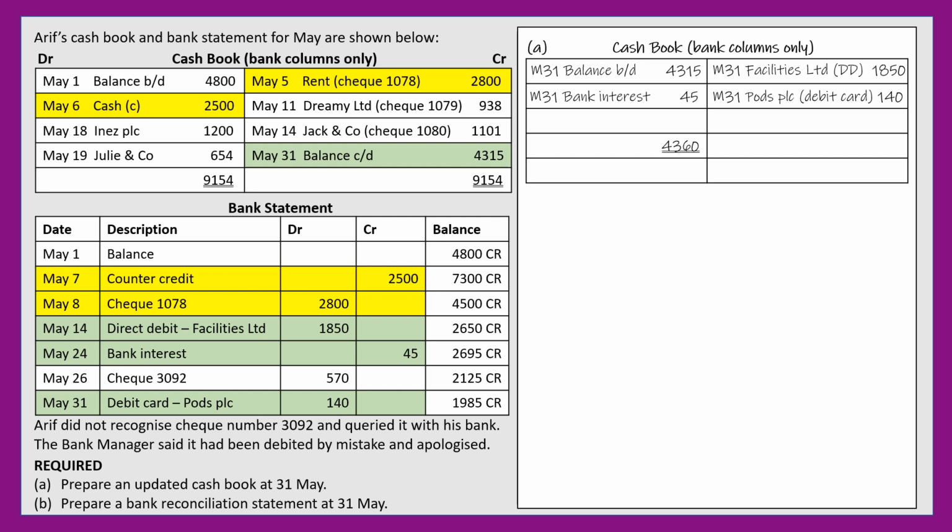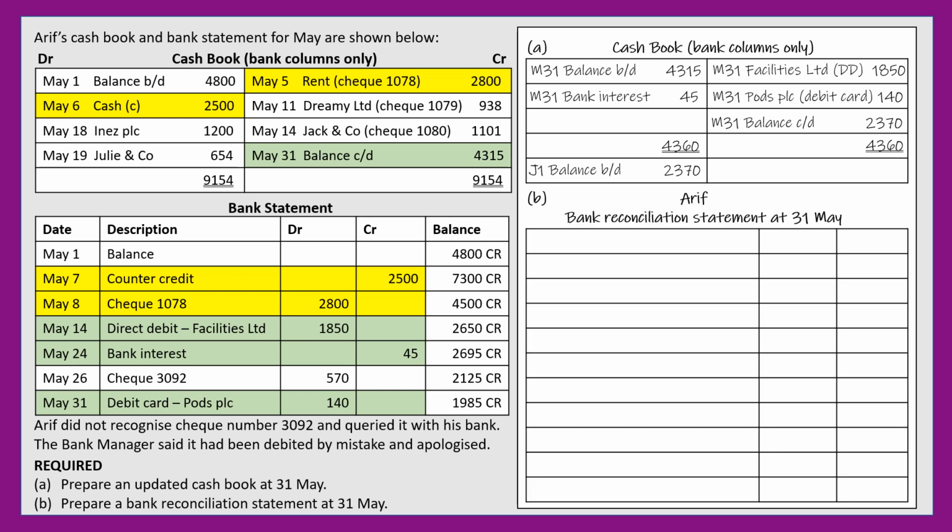And now it's just a case of balancing off the cash book. And there we go. We can see that bringing down the balance on June the 1st, he now has £2,370 in the bank. Part B then is to do his bank reconciliation statement. And there I've got it laid out then. So it's for Arif, his bank reconciliation statement for the 31st of May.